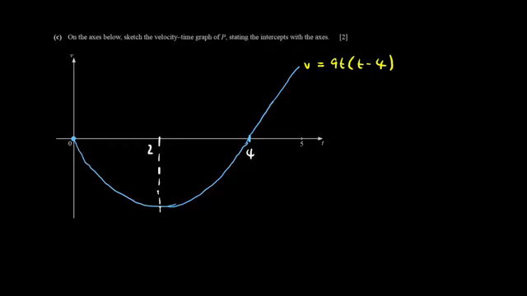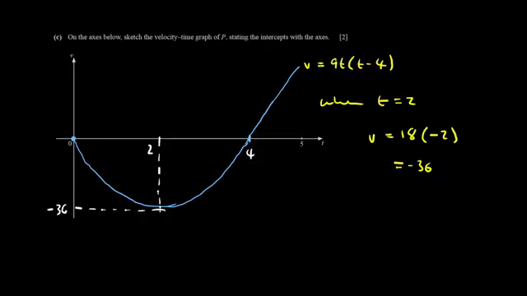So we can probably also find the velocity when t is equal to 2. I think that'd be a helpful thing. So we say when t is equal to 2, the velocity is going to be equal to 9 times by 2, which is 18, times by 2 minus 4, which is minus 2. So that's going to be equal to minus 36. So we can label that as being minus 36.